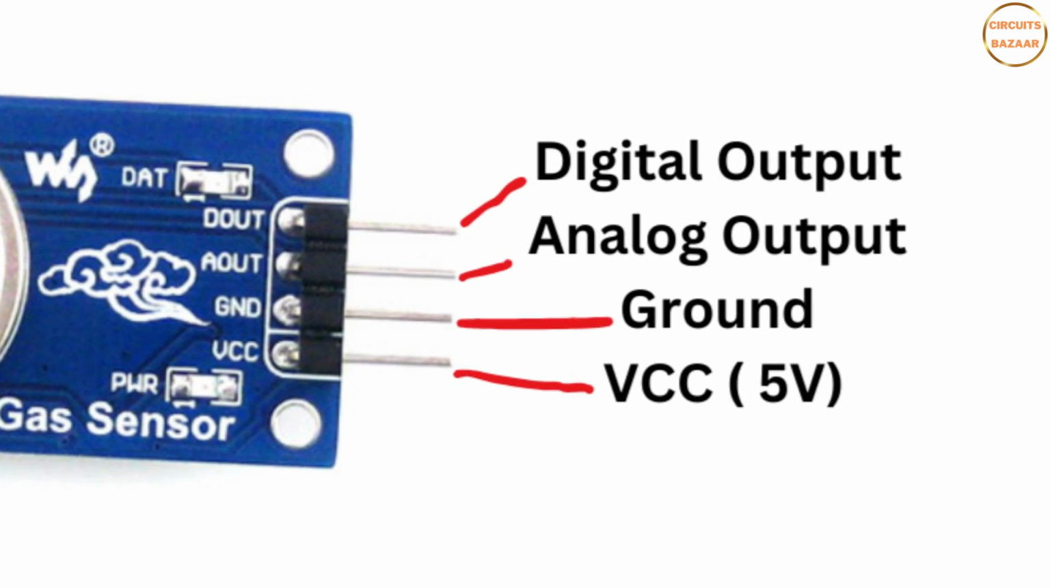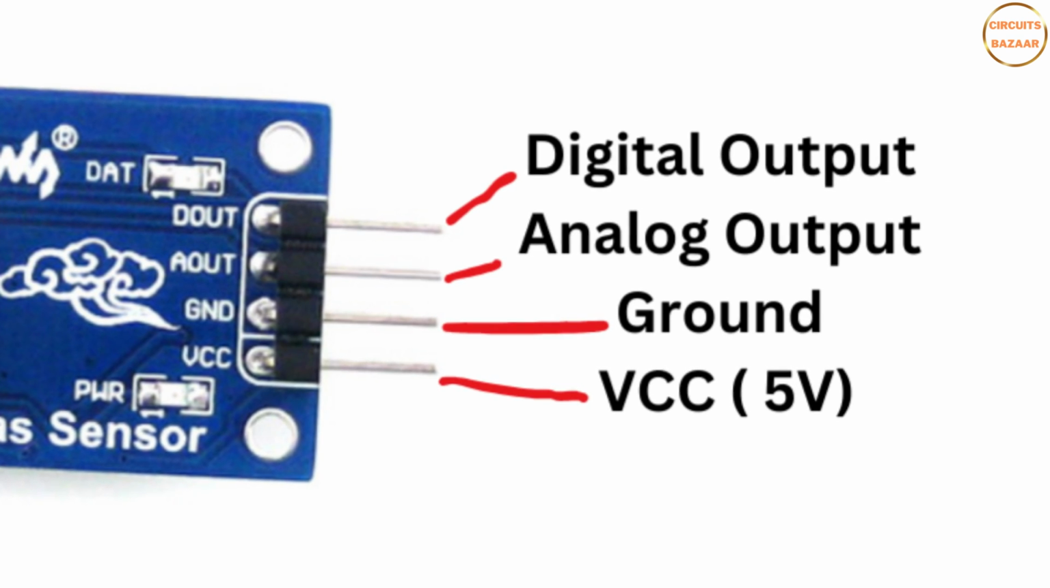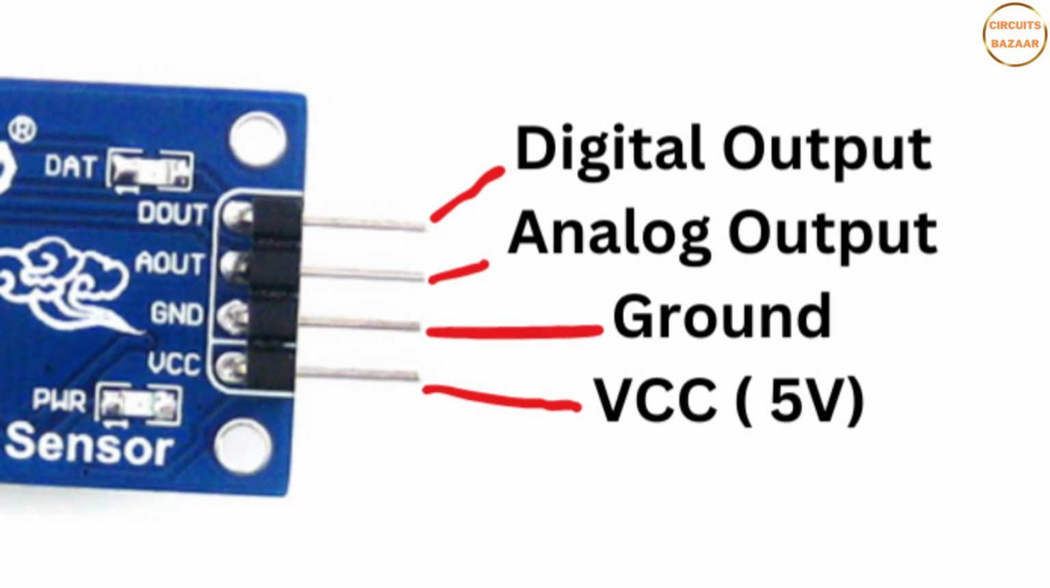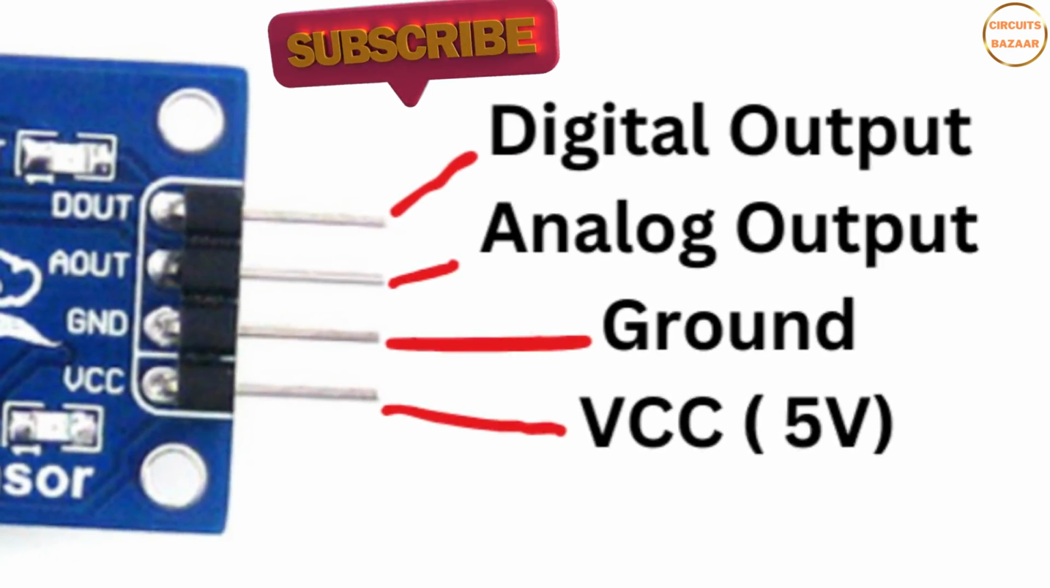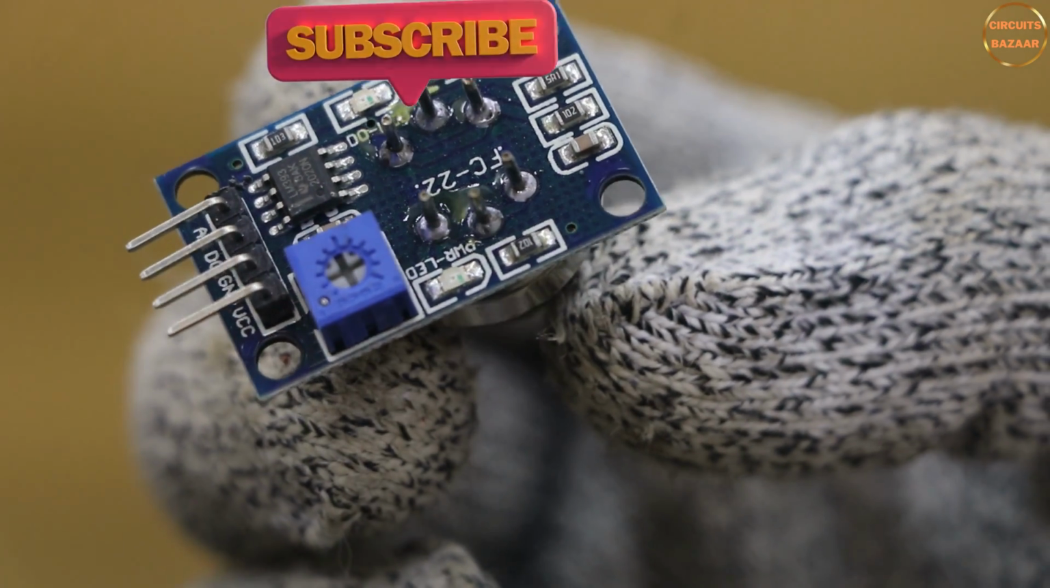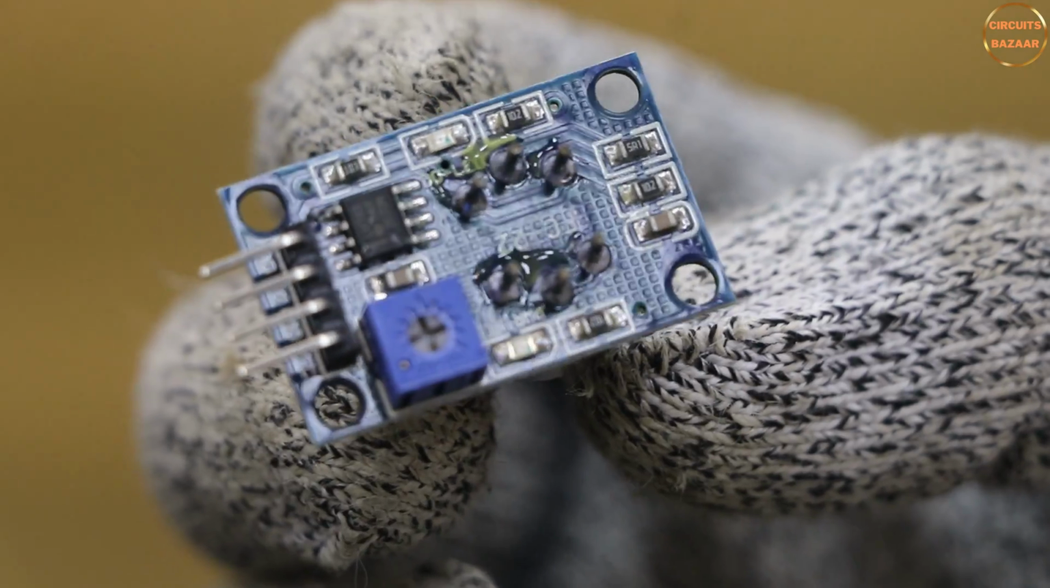Now the third pin is ground. Obviously, ground means ground, and VCC means you can give it 5 volt. In extreme conditions, you can give it 9 volt as well, but it will last for a very less period of time. This sensor is capable of sensing methane, butane, LPG and even smoke.